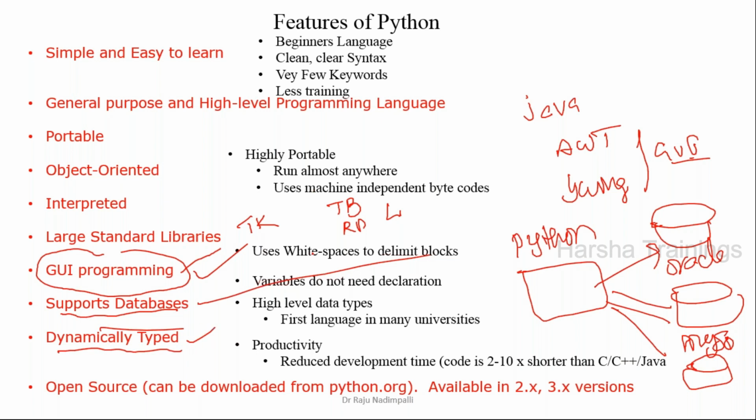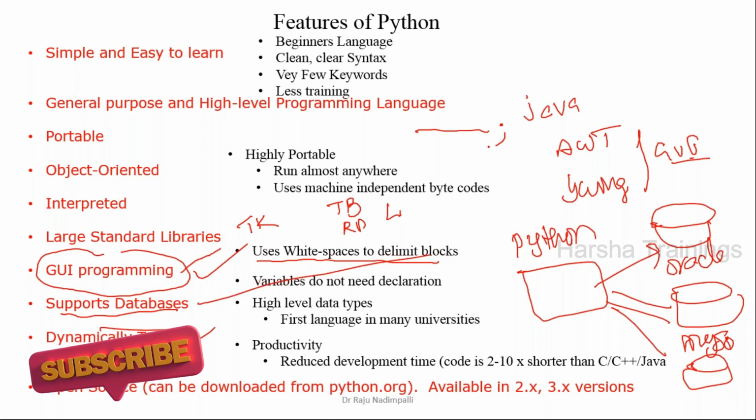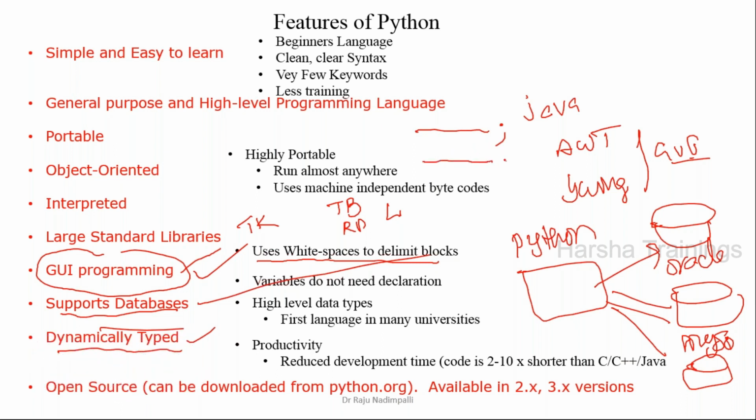So now one more important point is use of white spaces. After every statement in languages like C, C++, Java, and C#, we have to give semicolons. Every statement has to end with a semicolon. Whereas in Python, no need to give a semicolon. Simply use white spaces.